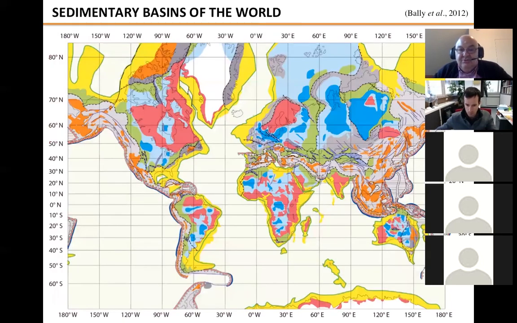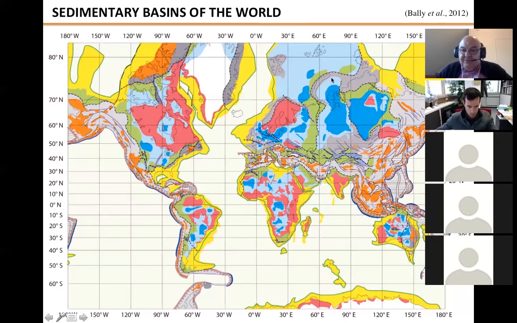Just to show you, and I forgot. I don't like this picture, but this is the only one available. This is the synthesis of Bailey, published in 2012 in Elsevier. So you get everything. What is in yellow are the margins, passive margins. In orange, what is active margin, and in blue, all that is due to intracratonic or sag basins.